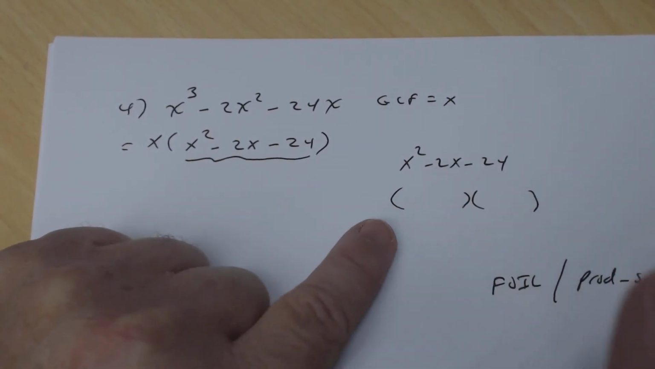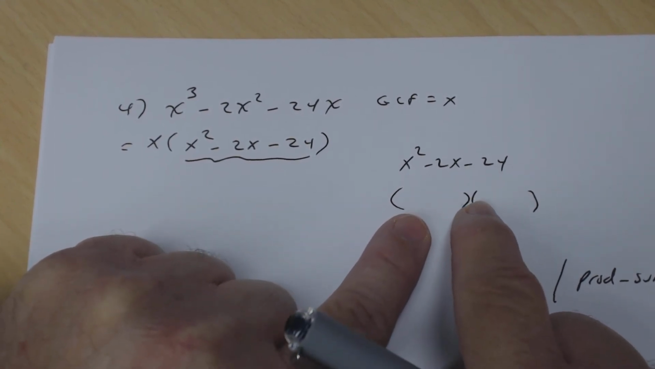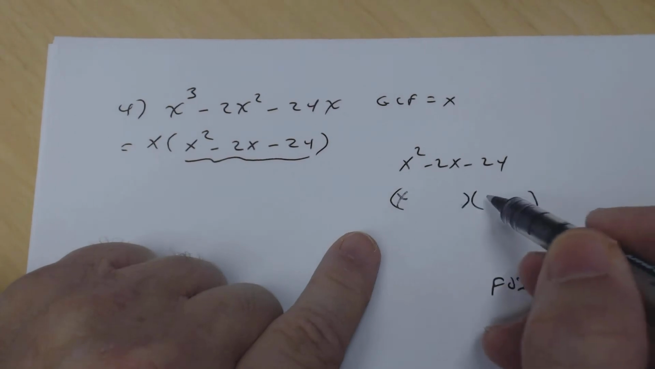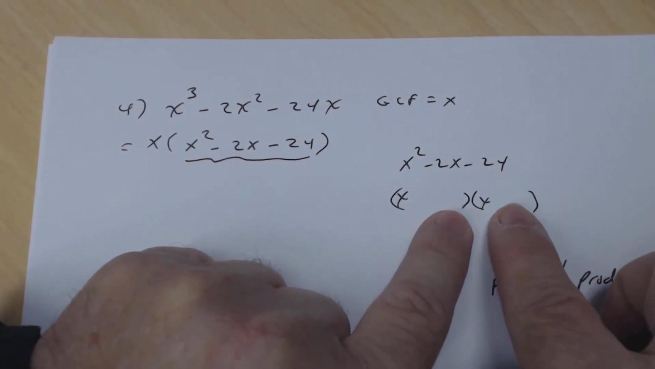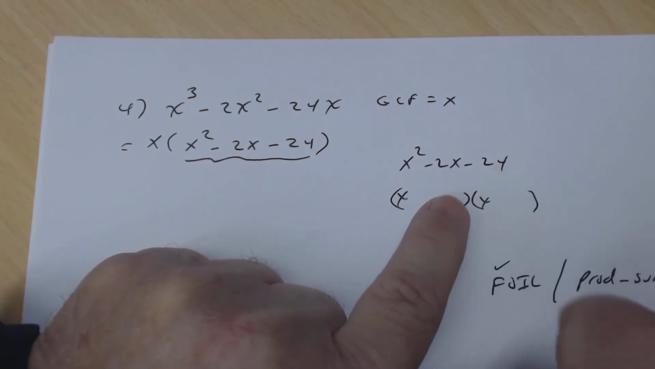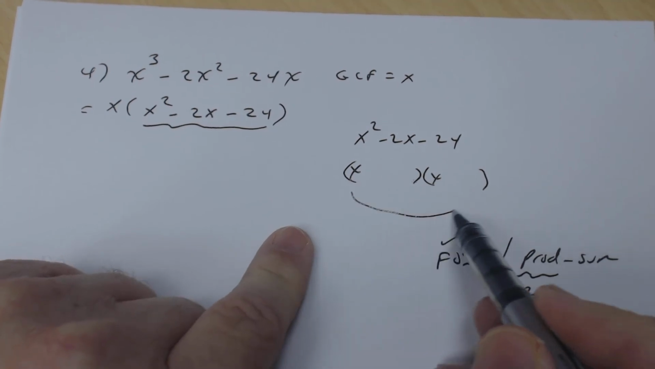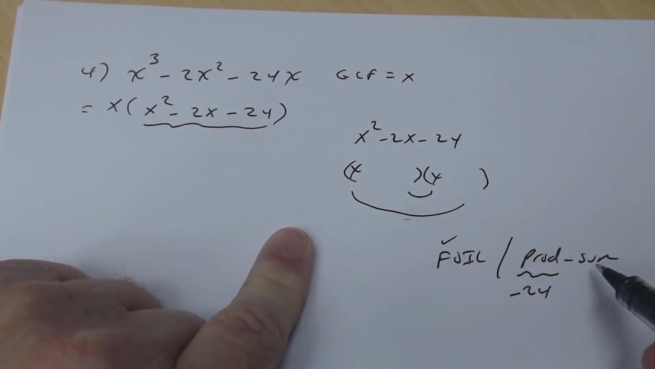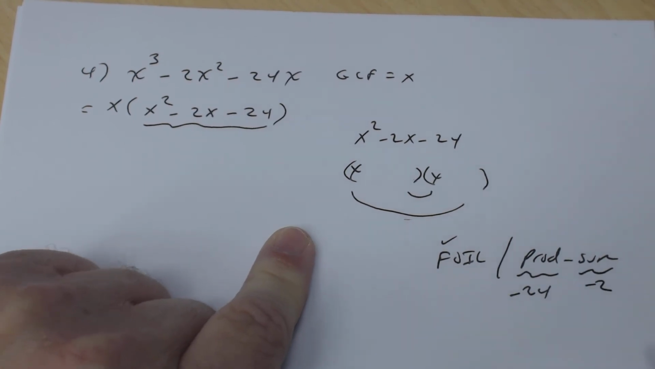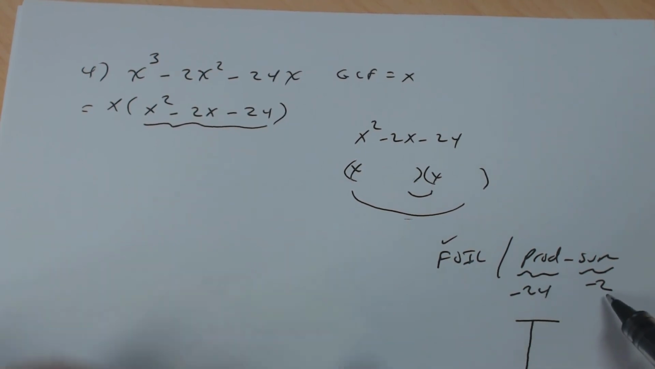Alright, so again, we're working on this one right here. So x times x will give us x squared. So that takes care of that. Now the last, I want two numbers, last times last, whose product is negative 24. So I need the product to be negative 24. And when I add them up, the outer and the inner, I want that to be a negative 2x. So I need the sum to be negative 2. So we need to come up with two numbers whose product is negative 24 and whose sum is negative 2.